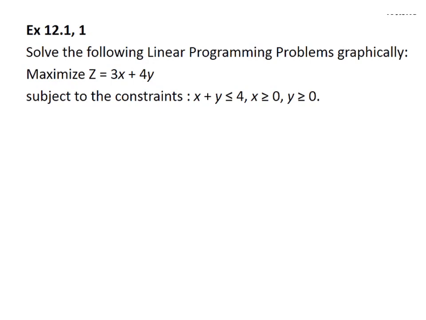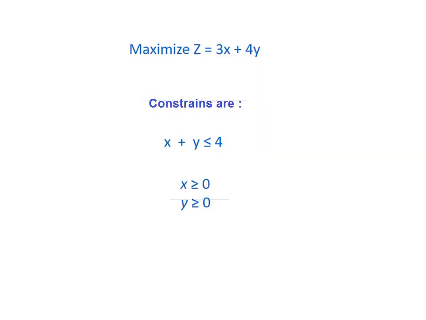So first they have asked: maximize z is equal to 3x plus 4y subject to constraints x plus y less than or equal to 4 and x and y greater than or equal to 0. So let's continue. The solution goes like this. The objective function which we must concentrate on is maximize z is equal to 3x plus 4y. Identifying the objective function is the first important thing.